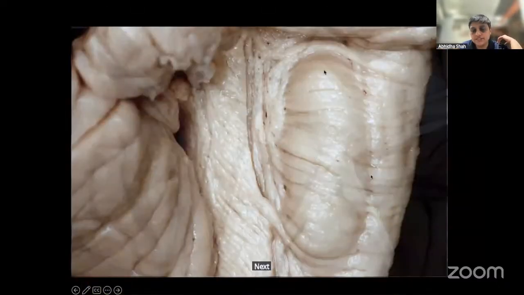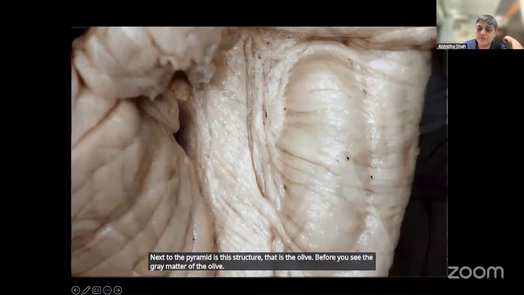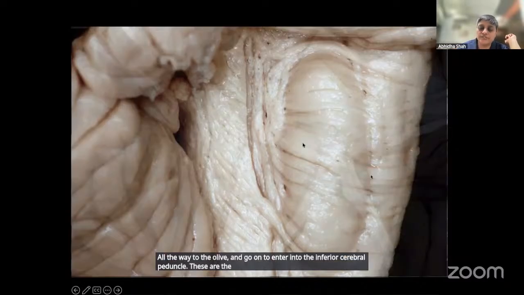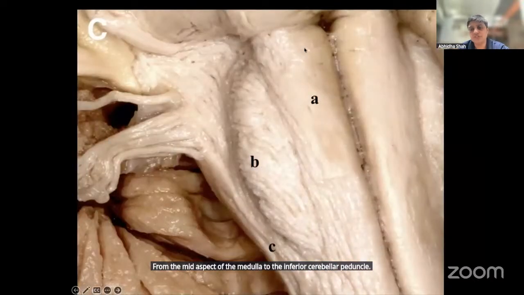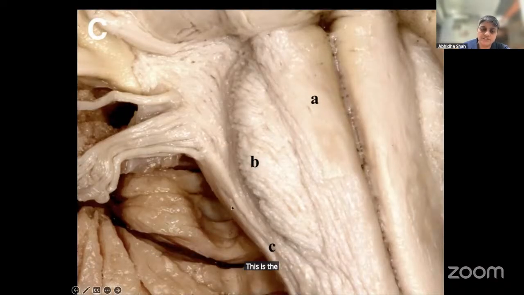Next to the pyramid is this structure, that is the olive. Before you see the gray matter of the olive, you see that there are some transverse fibers that actually run from the pyramid all the way to the olive and go on to enter into the inferior cerebellar peduncle. These are the external arcuate fibers that connect the arcuate nucleus from the mid aspect of the medulla to the inferior cerebellar peduncle. So here you can see again, this is the pyramid. You can see part of it we have removed, and you can see the corticospinal tract now as they're running. This is the olive. This is the region of the inferior cerebellar peduncle. And these are the rootlets of the glossopharyngeal and the vagus nerve.